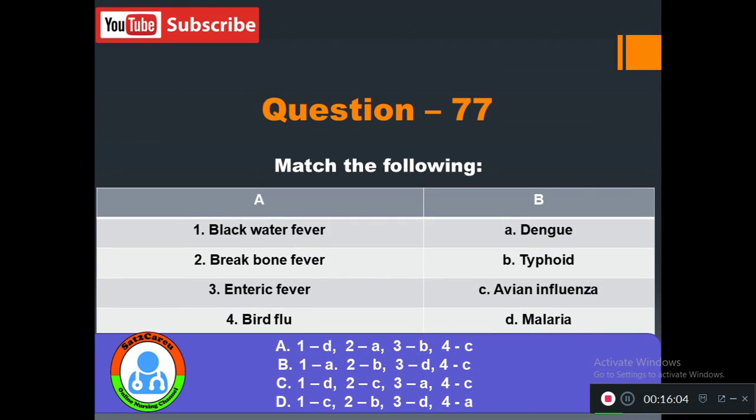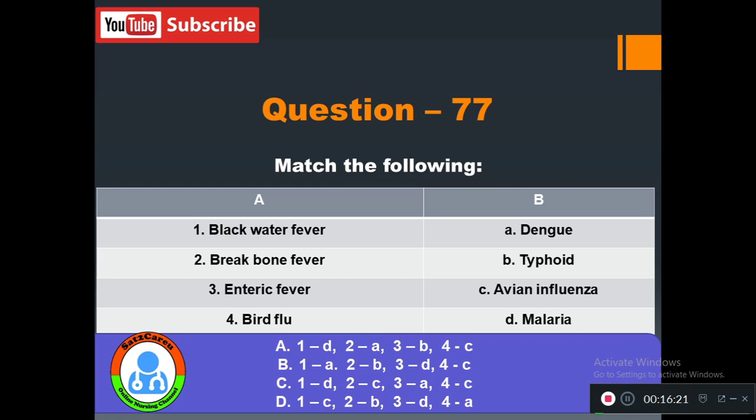Question number 77. Again, match the following. You have black water fever, break bone fever, enteric fever, and bird flu. And what are the diseases you're going to get? You are seeing the B.